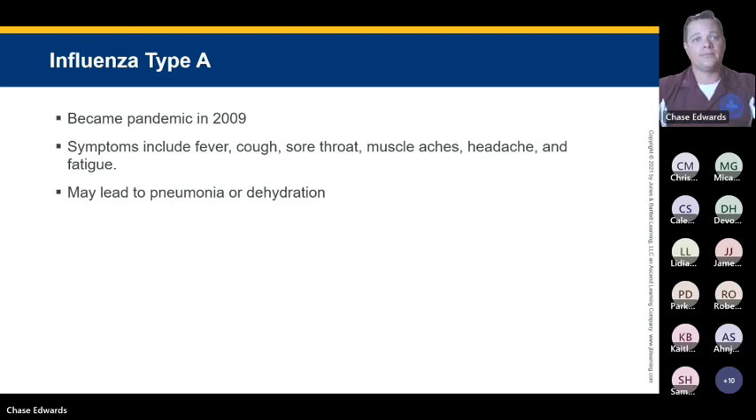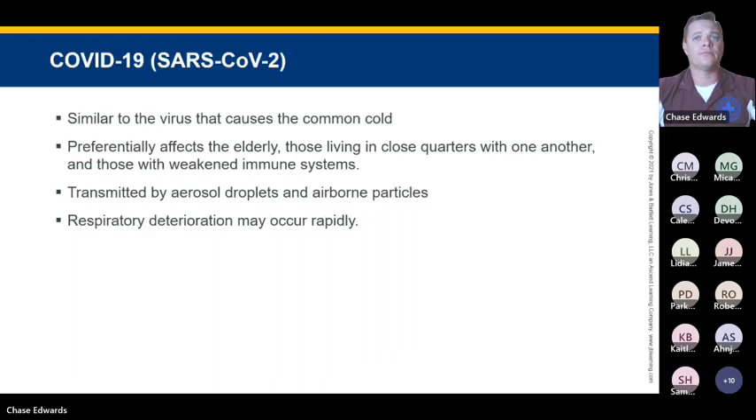Now all of you have it. Thanks a lot. Symptoms include fever, cough, sore throat, muscle aches, headache, and fatigue. That's why they call it flu-like symptoms, because it's the flu. Now, influenza type A can lead to pneumonia and or dehydration. All right, we went over this already.